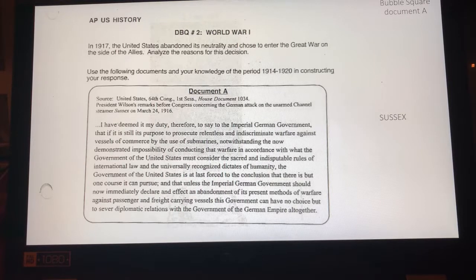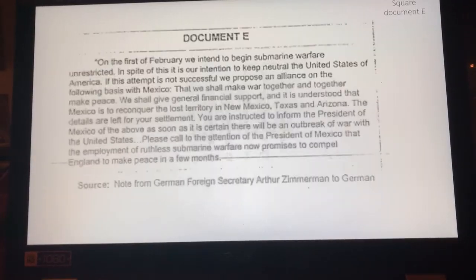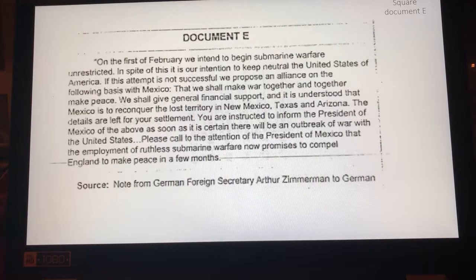Let's look, and this is going to be labeled the Sussex document. Okay, we're going to go to square document E. That one's the one in the back. It looks like this. And this is a note from the German Foreign Secretary Arthur Zimmermann to Germany.